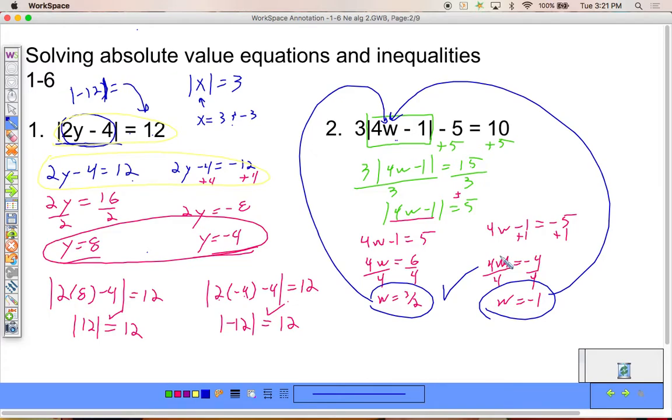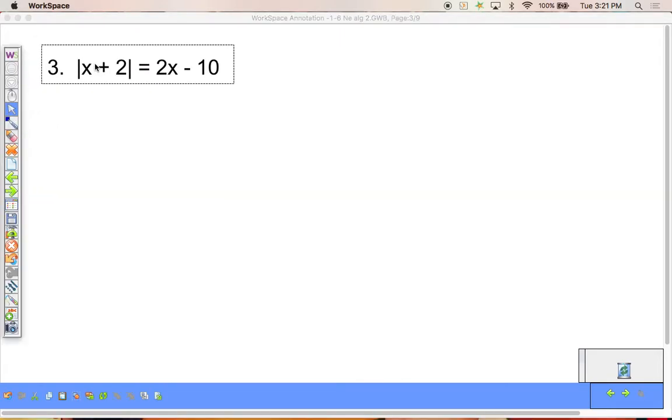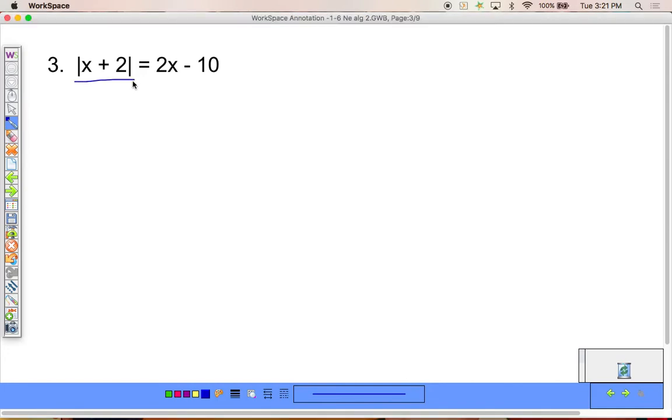So once you get the absolute value alone, write 2 equations. Equal to 12 and negative 12. Equal to 5 and equal to negative 5. All right, the next one. Same idea. I have the absolute value alone, so I'm going to write 2 equations. The first one is going to be set equal to 2x minus 10. The second one is going to be set equal to the negative 2x minus 10. I want the opposite of it, so I'm going to put it in parentheses, put a negative on the outside.